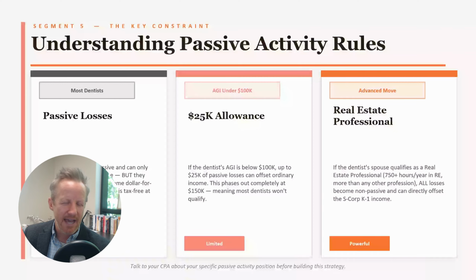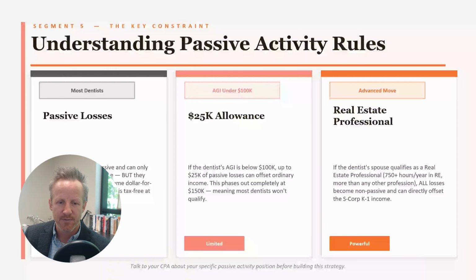Now, there's one caveat to that. If your adjusted gross income, it's not quite your taxable income, it's close to it. If your adjusted gross income is under $100,000, you actually can deduct $25,000 of losses in your building LLC against your W-2 and K-1 income from your dental corporation.